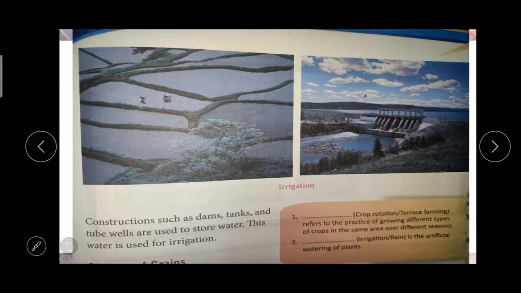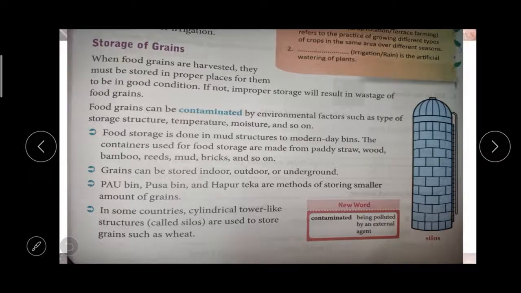This stored water is used for irrigation purposes. The land is filled with water, and this water is carried by the irrigation channels. In the dams they store the water, and this water is used for irrigation. Do you understand up to this much? Then the last topic is storage of grain, how they store the grains.